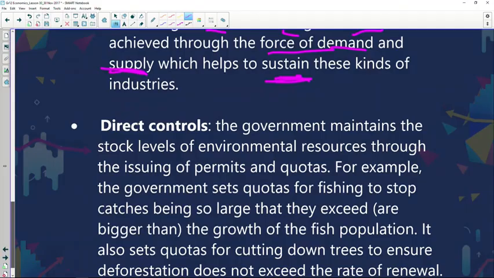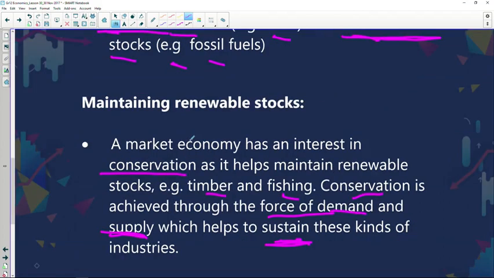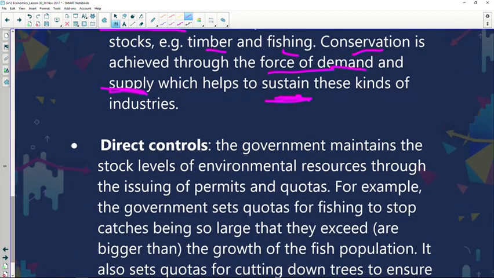We also have what we call the direct controls that can be used in order to ensure that we do conserve these natural resources. So government maintains the stock levels of environmental resources through the issuing of permits and also the quotas to the different suppliers. So if we are dealing with limited resources, government has to issue out permits to particular suppliers who will have access to the sourcing and using of those resources.